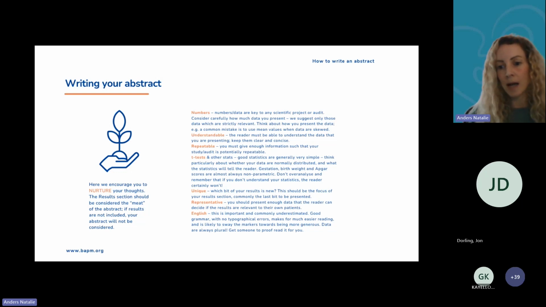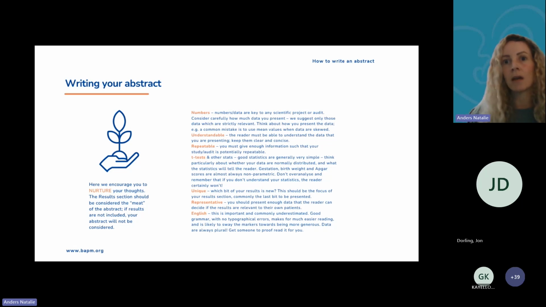So if you need some help with stats, then again, it's addressing the people within your trust that support with that. You quite often have people that can support you with the data, or peers that can look at it, analyze it, and explain it to you in a clearer format to help you then address that and write it up in a clearer format.